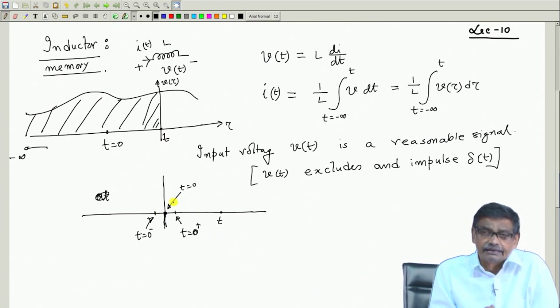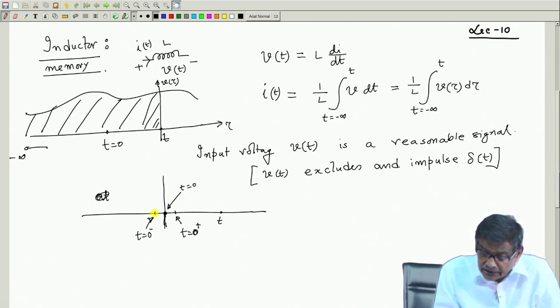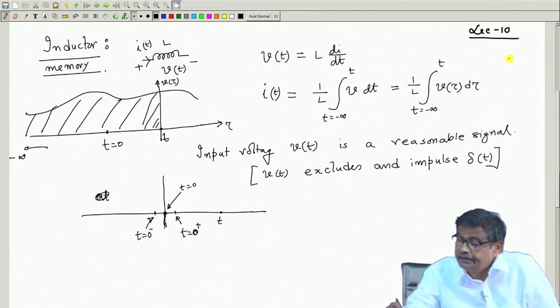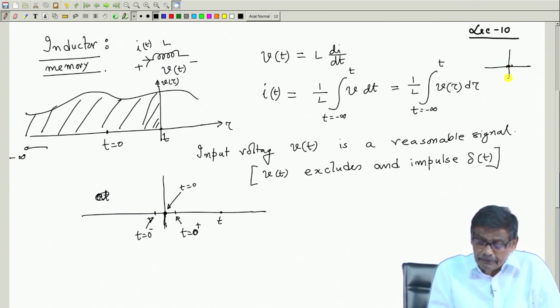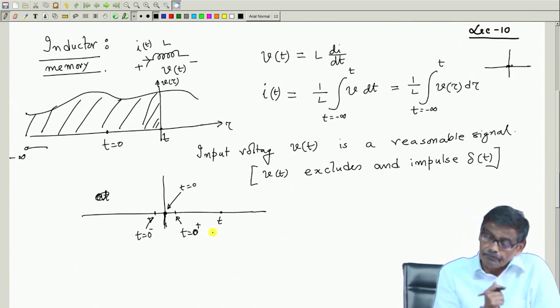Now, why is it necessary? And this I have shown on a larger scale. It is like this, what I am trying to tell: this is t equal to 0, and t equal to 0 minus is here, 0 plus is just here immediately after that. So, 0 minus and 0 plus indicate those 2 points.